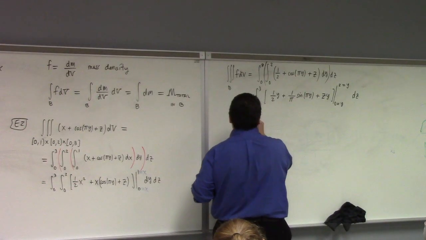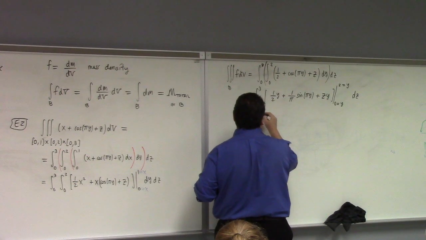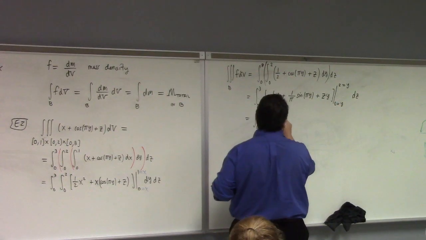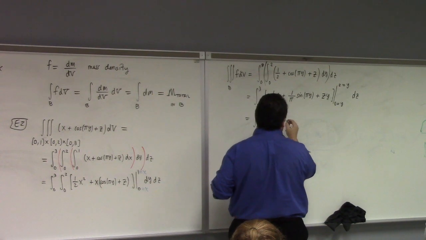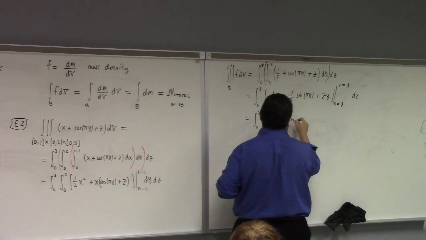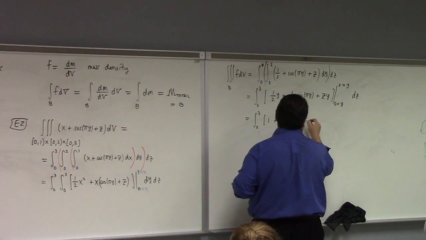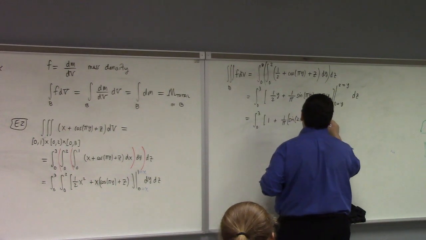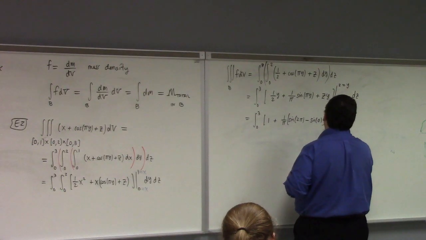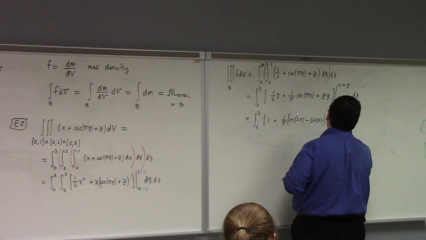Anyway, so this gives us the integral from 0 to 3 of 1 over pi, yeah, you're way ahead of me. So sine of 2 pi minus sine of 0, also known as big fat 0, and then plus, well, 2z, right?